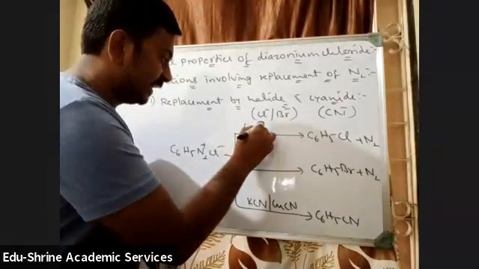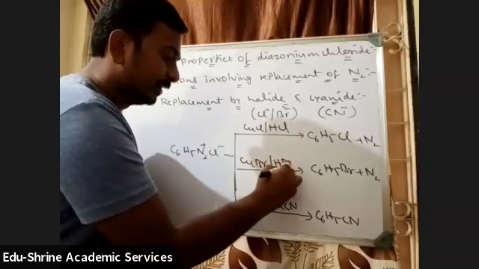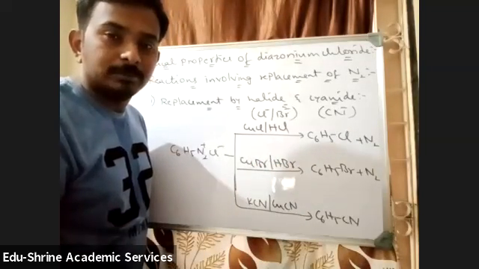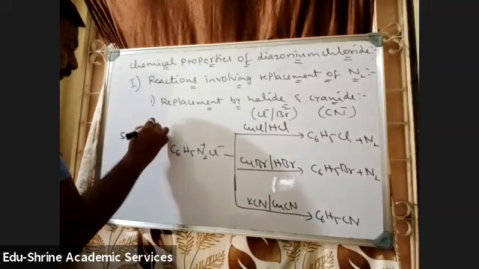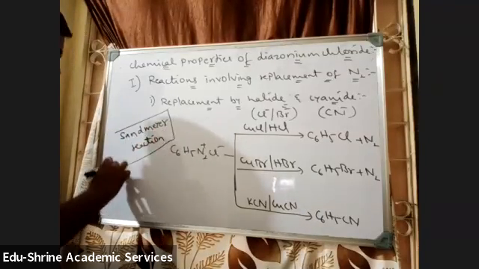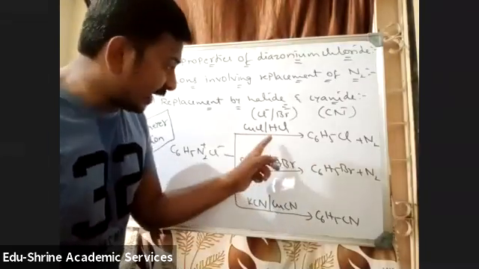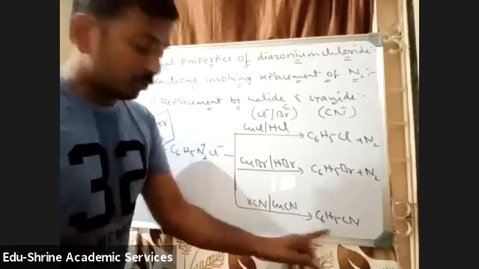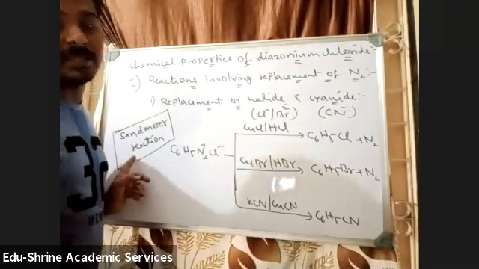Yes, CuCl in the presence of HCl, CuBr in the presence of HBr. What is the name of this reaction? Yes, it is called the Sandmeyer reaction. Very good. In the Sandmeyer reaction we studied only chlorine and bromine, but not cyanide. So even this reaction is a Sandmeyer reaction.